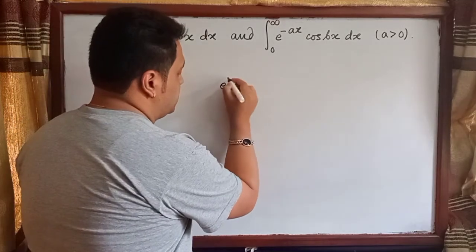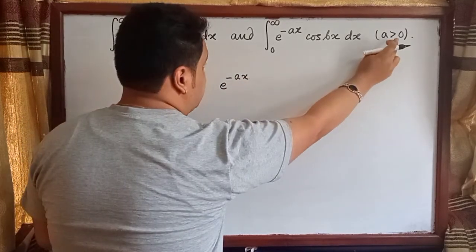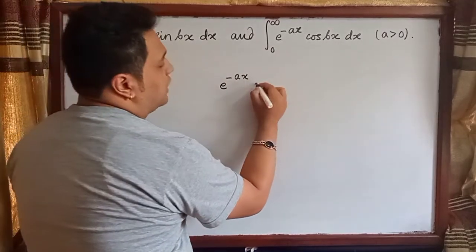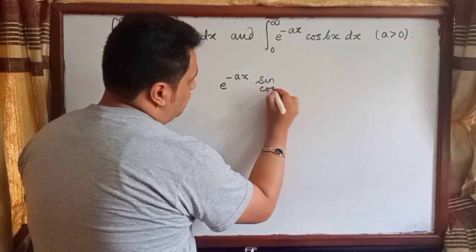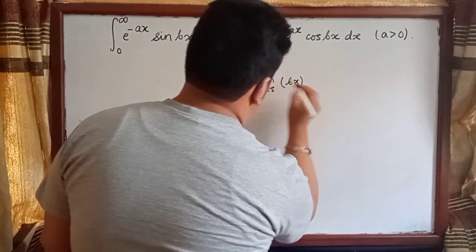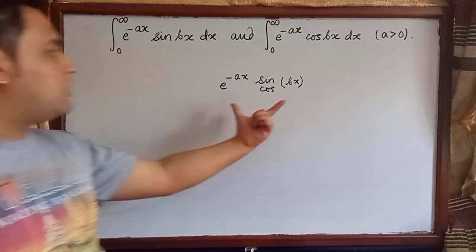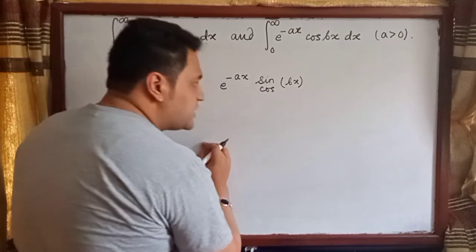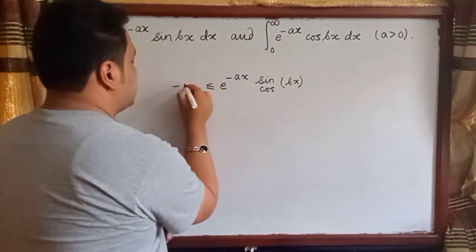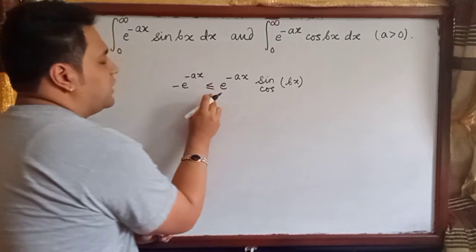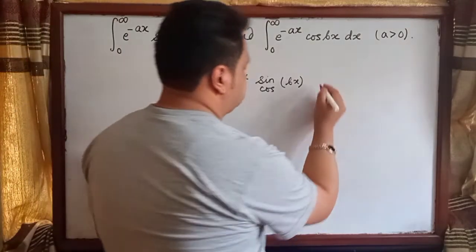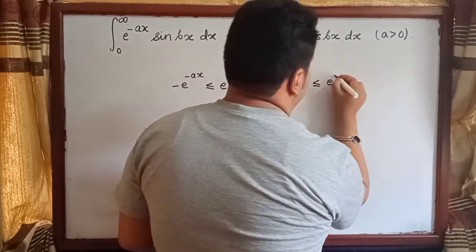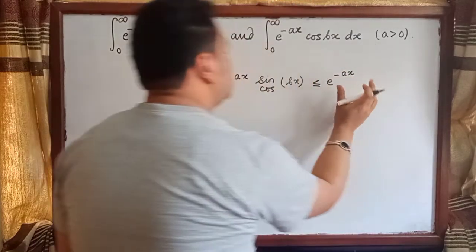e to the power minus ax, where a is given to be greater than 0, so a is positive, and sine or cos bx. Since sine or cos of anything is greater than or equal to -1, we get minus e to the power minus ax over here. And since sine or cos of anything is less than or equal to 1, we get e to the power minus ax over here.